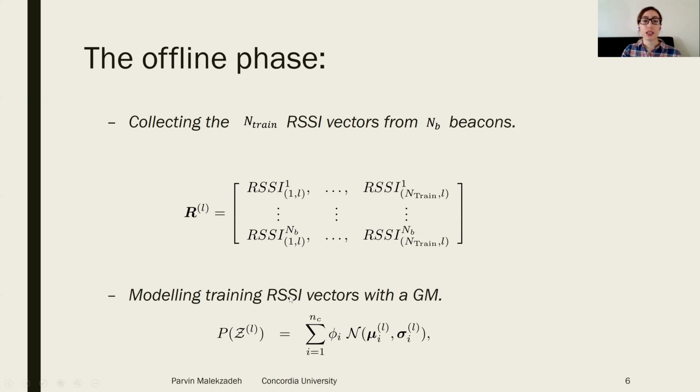After that, we model each of these column vectors via a Gaussian mixture with this formula, which has the weight, the mean mu, and the covariance sigma.